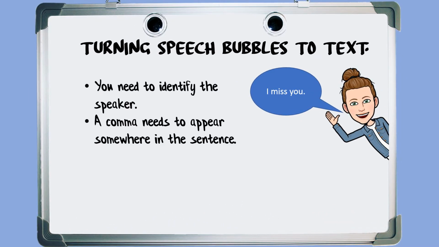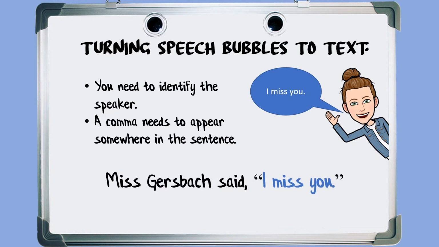What you need to do is identify the speaker. A comma needs to appear somewhere in the sentence. I've told you that it's me, so I'm going to say, Ms. Gersbach said, comma. This is where your comma is going to go if you're going to start by mentioning the speaker. So Ms. Gersbach said, comma, open inverted commas, I miss you, full stop, close inverted commas. If you miss even just one punctuation mark in an exam, you will not get a mark for the sentence. It is only correct if it is completely correct.